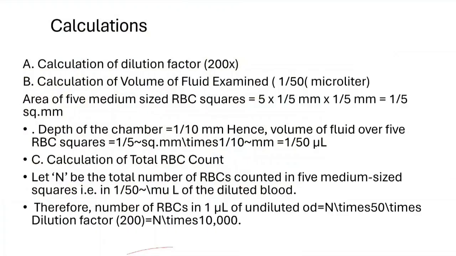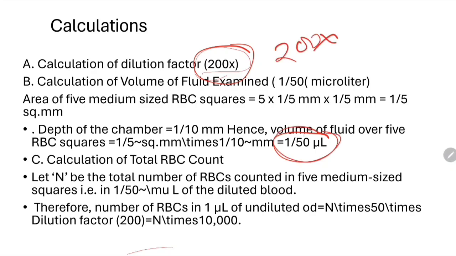So this is the calculation where we have to consider the dilution factor and the volume. So first thing, we are not going to count normal blood, we have diluted blood. So the dilution factor is 200 times, we have to consider that. And volume is not 1 microliter or 1 millimeter cube, but 1 by 50 microliter or 1 by 50 millimeter cube. So to convert it to 1 millimeter cube or 1 microliter, multiply by 50, so total is 10,000 times.